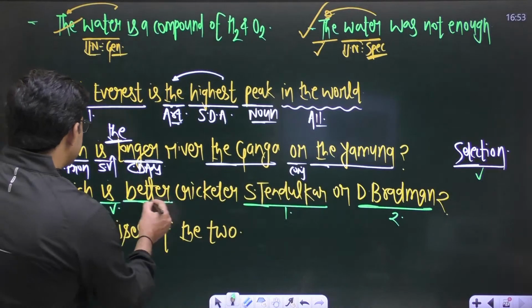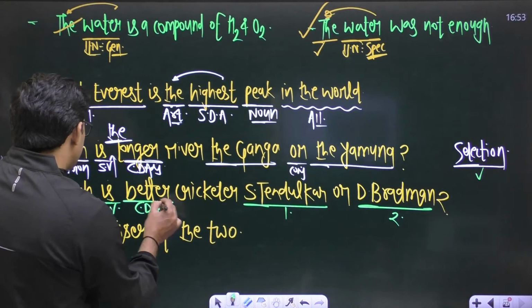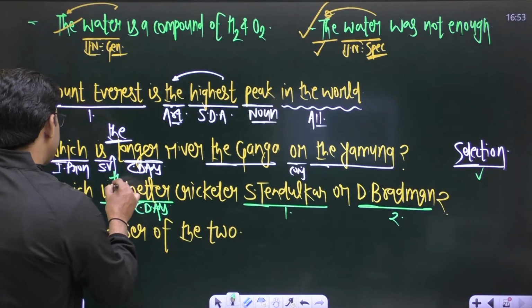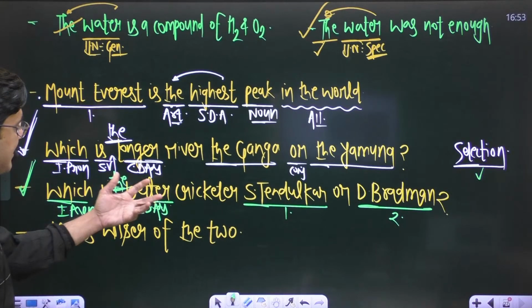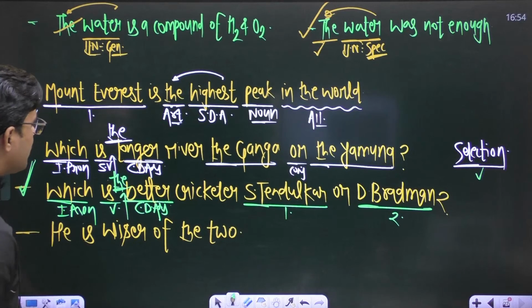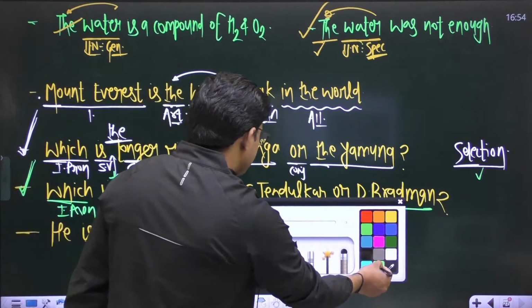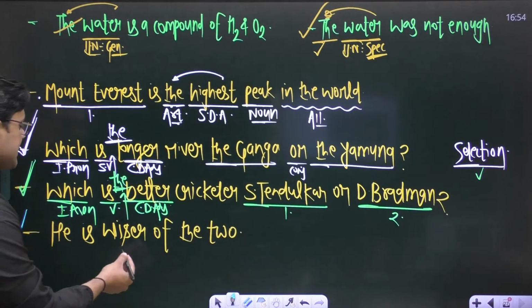So in this case of selection, we use article the before adjectives of comparative degree. The sentence will be like he is the better cricketer, which is the better cricketer, S. Tendulkar or D. Bradman. And in the last sentence, you know it very well, this is also a case of selection. He is wiser of the two.